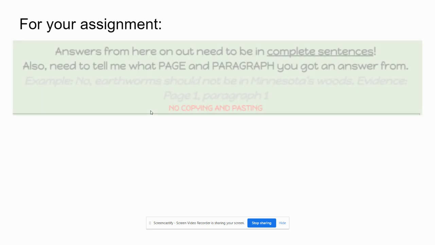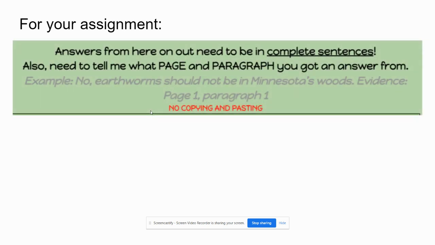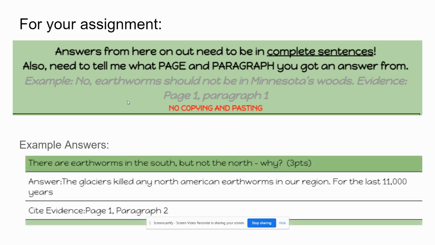I had a little example on the board, but if you needed any help with that, that is what a paragraph is. For our actual assignment, this is what I wanted you to do for the rest of the green questions. It says answers from here on out need to be in complete sentences. Also, you need to tell me what page and what paragraph you got the answer from. I did an example, and then it says no copying and pasting. So this is an example answer. It says there are earthworms in the south, but not the north. Why? Answer: the glaciers killed any North American earthworms in our region for the last 1,000 years.